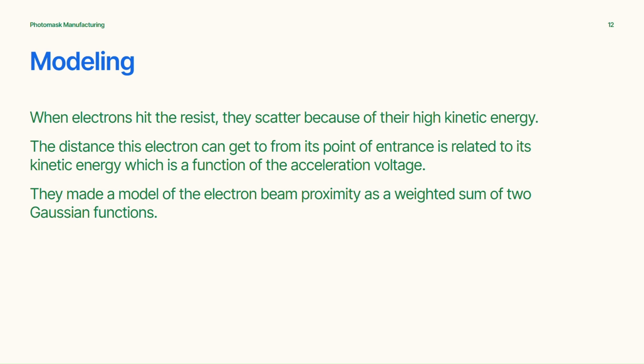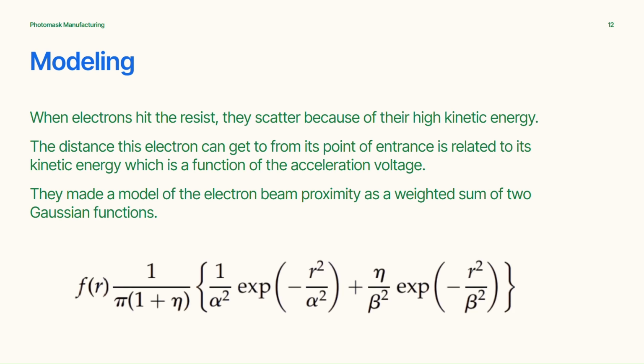Now, this model takes into account that when electrons hit the resist from the electron beam, they scatter because of the electron's high kinetic energy. And the distance this electron can go from its point of entrance is related to its kinetic energy, which is a function of the acceleration voltage. Now, below is the model, which is a weighted sum of two Gaussian functions.